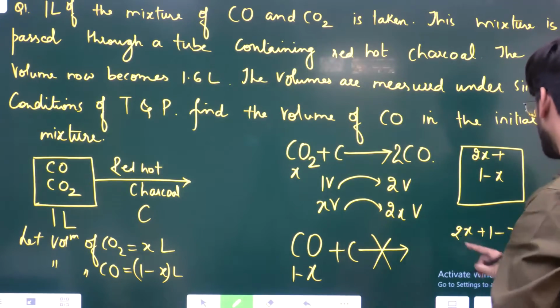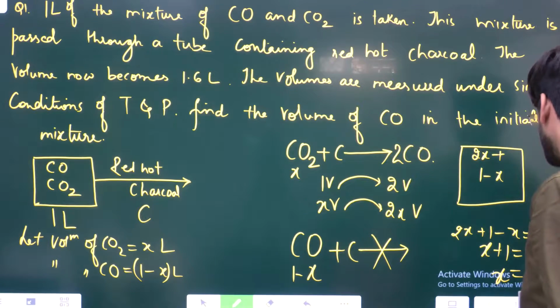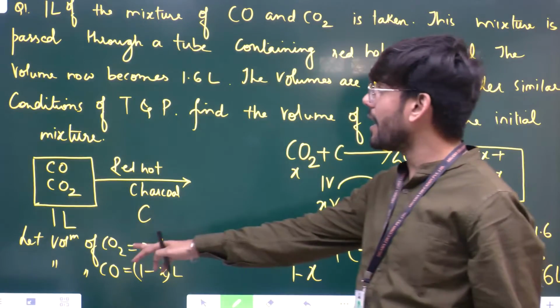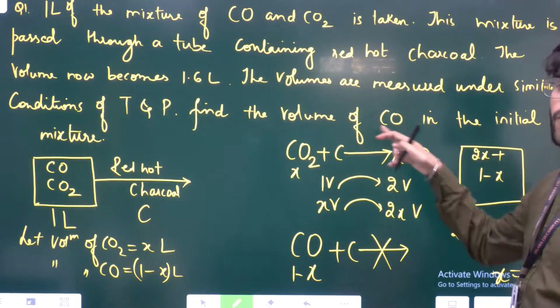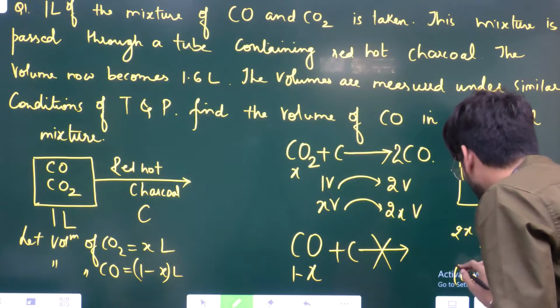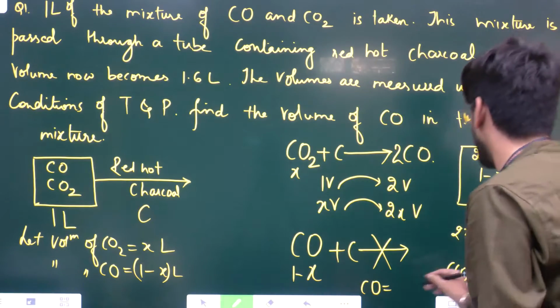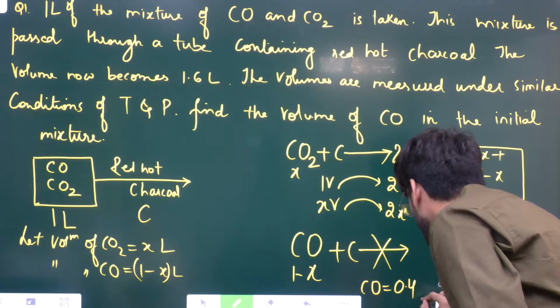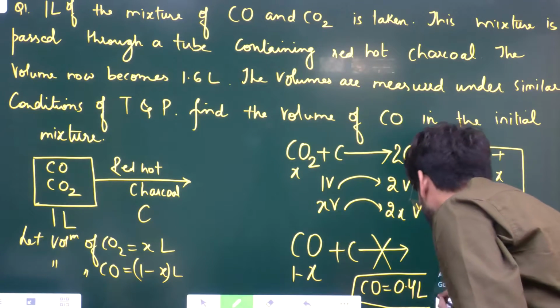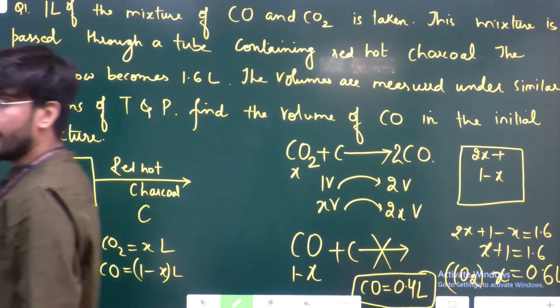So x plus 1 is 1.6, and x comes out to be 0.6. But this 0.6 liter is carbon dioxide. You're supposed to find out the volume of carbon monoxide, which is 1 minus 0.6, which is 0.4 liter. This is what we're supposed to do. Is it clear?